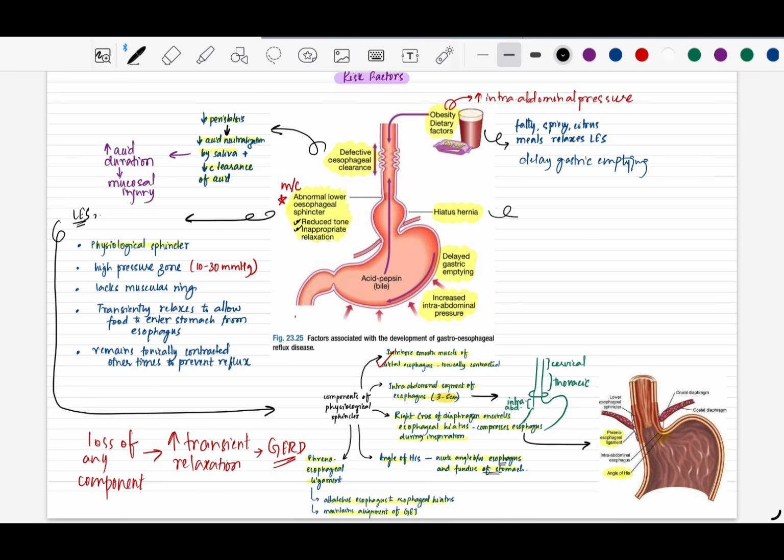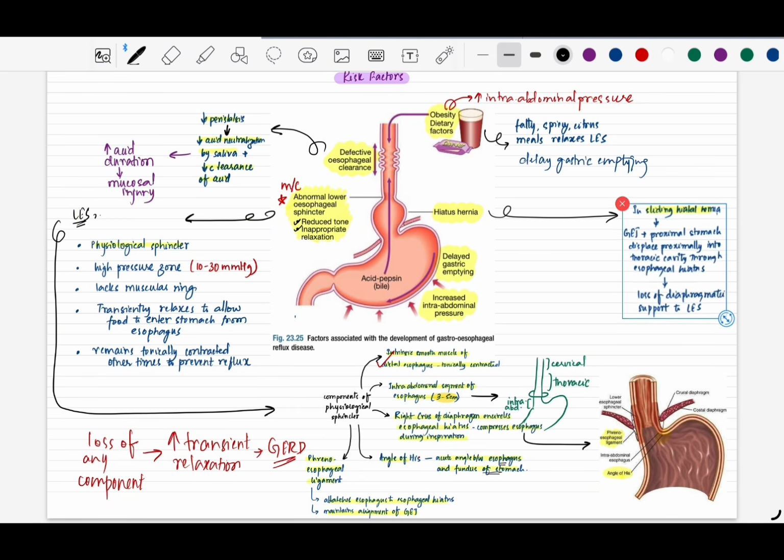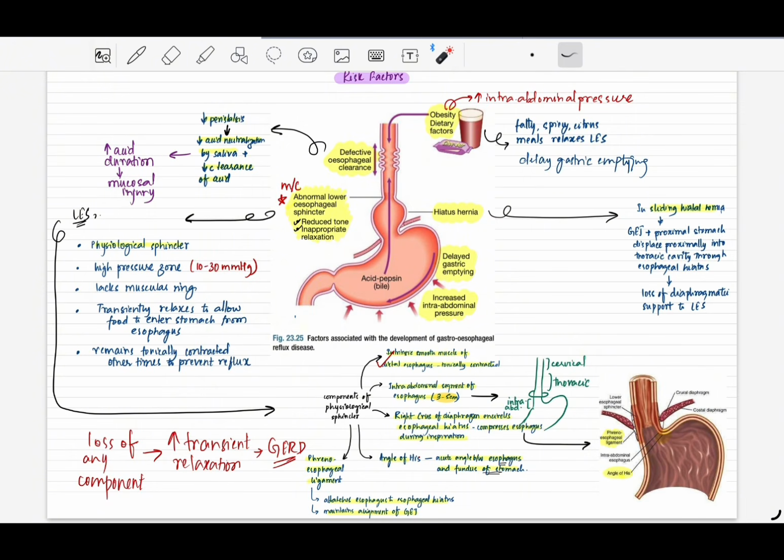The next risk factor is hiatal hernia, especially the sliding type of hiatal hernia, where the gastroesophageal junction and the proximal stomach both are displaced proximally into the thoracic cavity. As we can see here, they are going to be displaced proximally upward, as a result of which we are going to have loss of intra-abdominal length of esophagus, and that leads to loss of diaphragmatic support to the esophagus. We can see here in the picture as well, we studied that the two crura of the diaphragm compress the esophagus and then here that support is going to be lost. So especially in sliding type of hiatal hernia, we are going to see GERD.